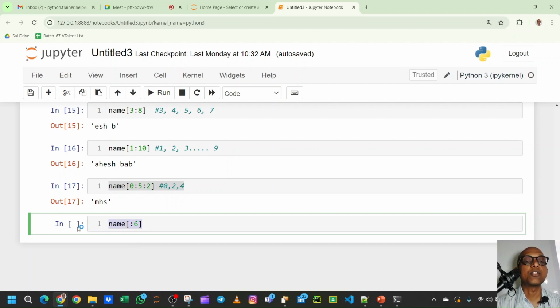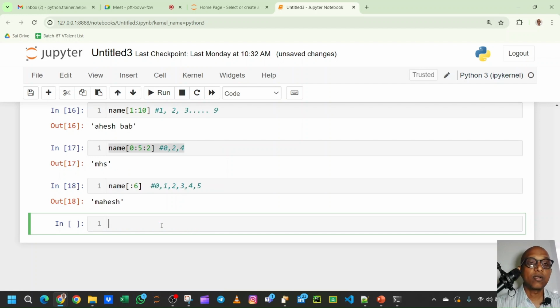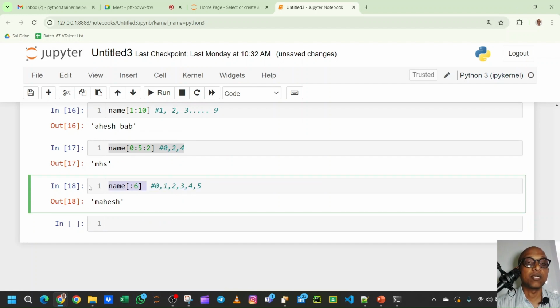Here I am just using positive numbers, meaning the forward indexing numbers, to do the slicing operation, right? Since the first character of the forward indexing is 0, it is going to take the characters present at 0, 1, 2, 3, 4, 5. That's it. 6 is not included. So that is going to take MAHESH.